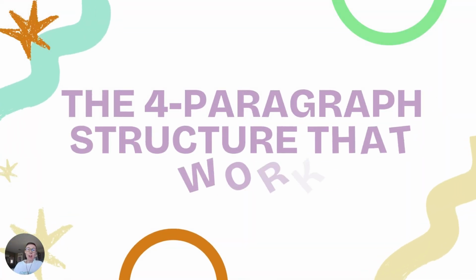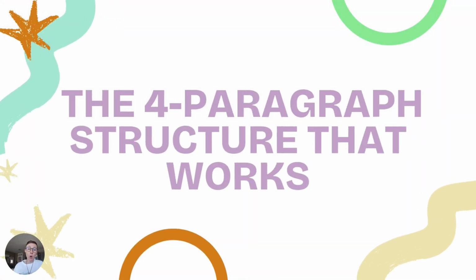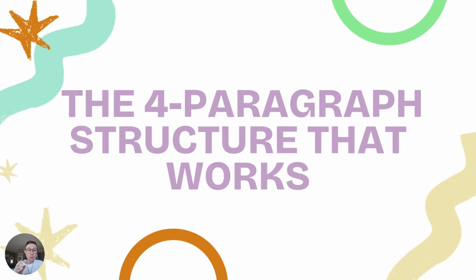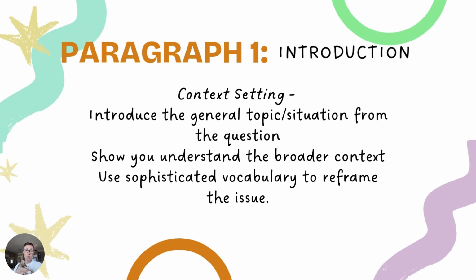Okay, so let's look at the 4-paragraph structure that works. This is the way to organize your task 1 of the writing task. Basically, in paragraph 1, you want to set the scene, tell us what you are going to be talking about, introduce the general topic situation from the question. Don't just repeat the question, but let us know, what is your essay about?